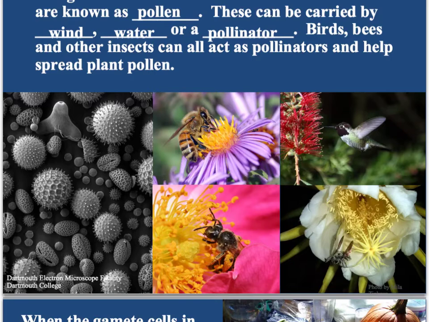The name of gamete cells that travel from plant to plant is pollen. These can be carried by wind, water, or a pollinator like a bee, or birds or insects, anything that the pollen will attach to and get carried to another plant.